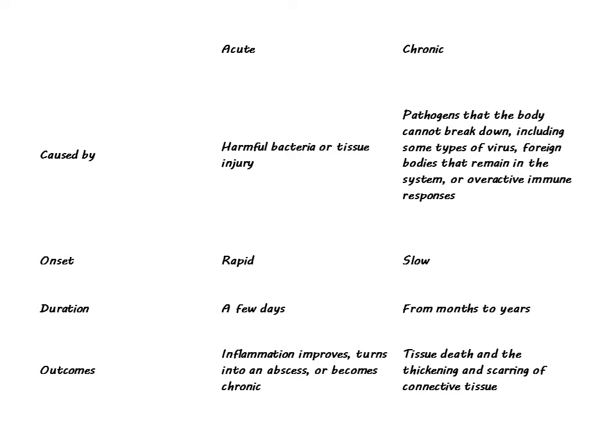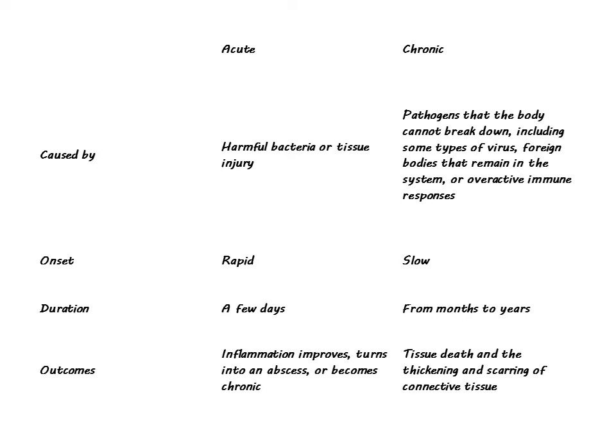So first of all, causes. For both acute and chronic, bacteria or pathogens are the commonest cause. And for acute inflammation, there is also another cause, that is tissue injury. Whereas for chronic inflammation, pathogen is one of the causes, just like acute. However, when pathogens enter our body, usually our immune system will react to them and try to neutralize or eliminate them.